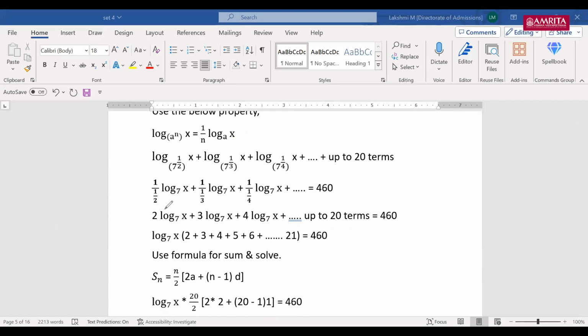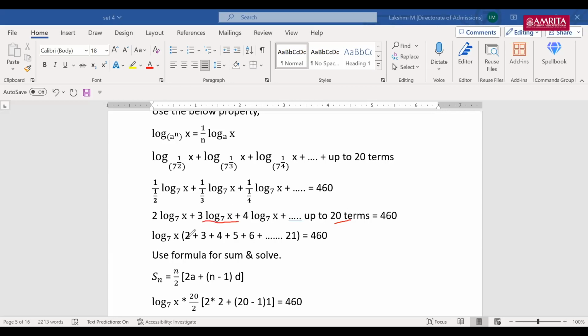So up to 20 terms, this term will be actually 2, this is 3, this is 4, etc. Up to 20 terms means here there is no 1. It starts with 2. So this term will be 21. So this is the common term. This log term is the common term for all of them.